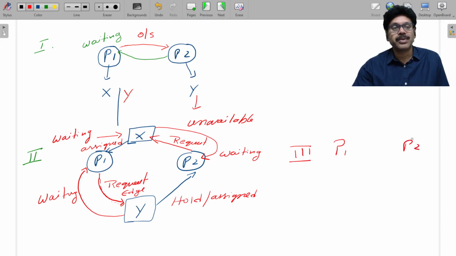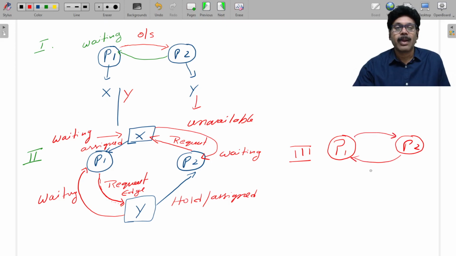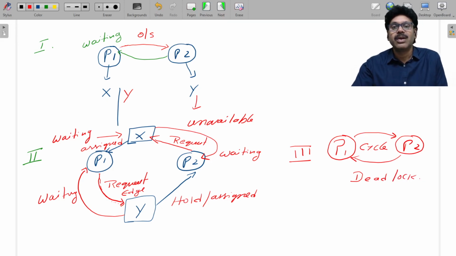In this case, both processes P1 and P2 are waiting for each other for an indefinite amount of time. This forms a cycle because it is a never-ending process. P1 won't release resource X, P2 won't release resource Y, so it forms indefinite waiting, or indefinite starvation, which leads to a deadlock situation. This is exactly the meaning of deadlock.